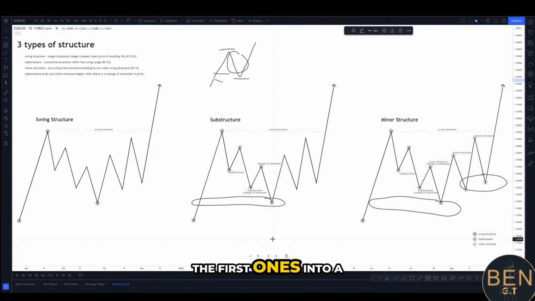We don't have to be the first ones into a trade. We can wait for additional confirmation. So once we get that actual change of character, we were going from lower lows to lower highs, and now we're starting to switch. We created a new higher high after breaking this lower high. We have that change of character.